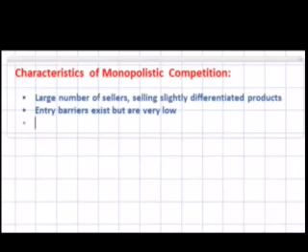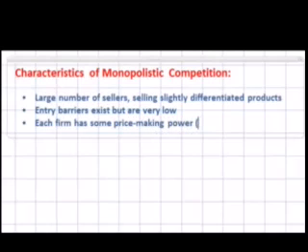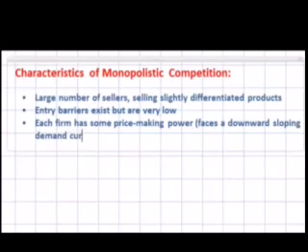The costs of getting into the industry are quite low. Therefore, firms will enter the industry if economic profits exist. Now, another characteristic is that since the firms are differentiating their output slightly, each firm has some price making power. Now, this implies that each individual firm faces a downward sloping demand curve.